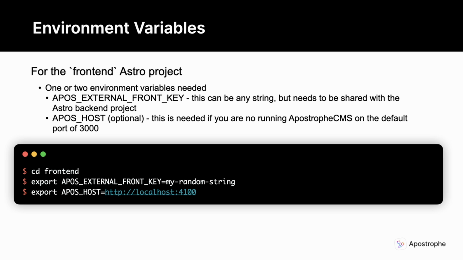The setup for the front end, or Astro part of the project, is usually simpler. In addition to the APOS_EXTERNAL_FRONT_KEY, the only additional variable you might need is if your backend is running on something other than the default port 3000. In that case, you just specify the correct host and port, and you pass that in through the APOS_HOST environment variable. These environment variables can be set directly in your terminal session, or if you want, you can create an environment file for a more permanent configuration.